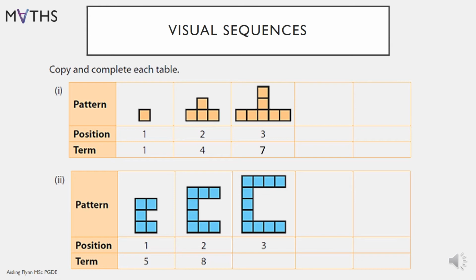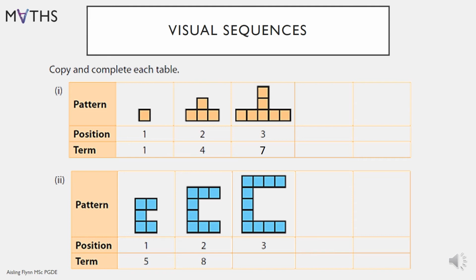So what's happening each time? Well, what I see is an extra square added to the left and to the right and also to the top. So it appears there are 3 legs to the shape and you have an extra square being added to each one each time. So left, right and top, that means you're adding 3 more each time.